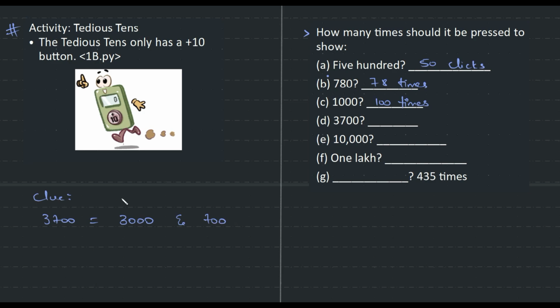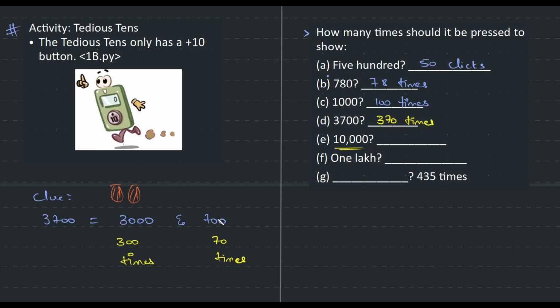3700. Let's look at it this way. So I would want you guys to pause and have a look. Think about it. 3000, for 1000 it was 100 times. For 3000 it will be, correct, 300 times. For 780 it was 78 times. So for 700 it will be, and you guys saw this, 70 times. So combined, what will be the answer? Correct, 370 times.